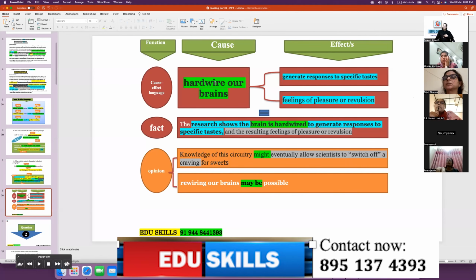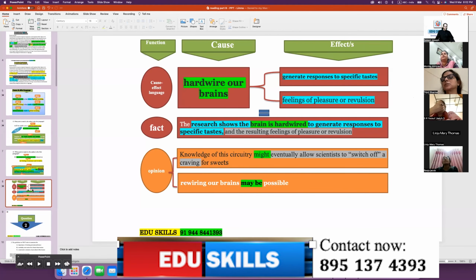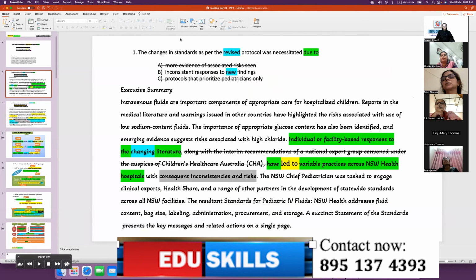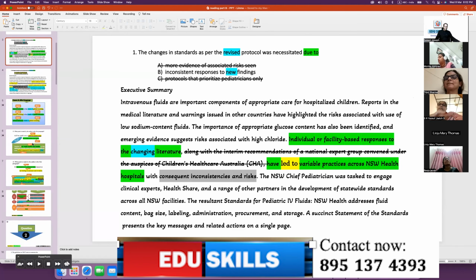In the answer options, definitely one of these results will be made the cause of the other result, the other effect. In the second option, one of these effects will be made the cause, and the cause, hardwiring of brains, will be made the effect. Hope you got it. So that is it, as simple as that. Only thing is, if you know the strategies, as I said, we did not even go to the text. Without the text, you identified B as the option, and that was absolutely right, without even visiting the text.